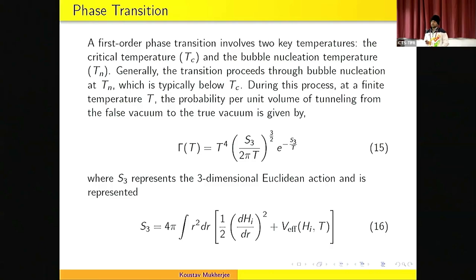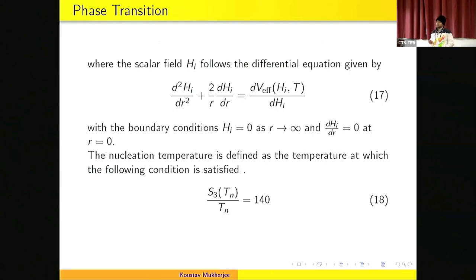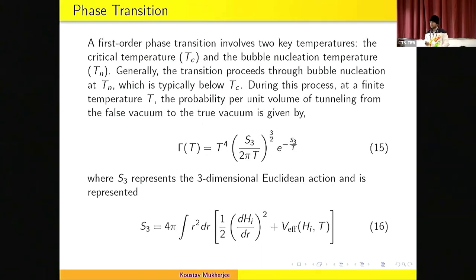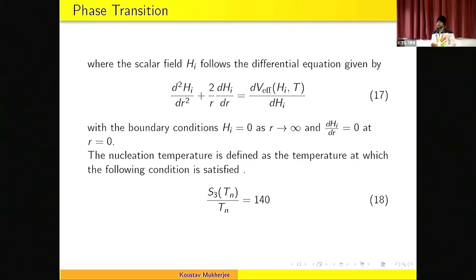Where S3 is the three-dimensional Euclidean action, and these waves actually follow this differential equation, which is nothing but the Euler-Lagrange equation coming from this action 16 with the given boundary condition. And the nucleation temperature is then defined as the temperature at which this following condition is satisfied. Roughly, we can say that the nucleation temperature is also the temperature at which one bubble of the true vacuum is produced in one Hubble volume, roughly speaking. But mathematically, in most of the cases, we use this expression.